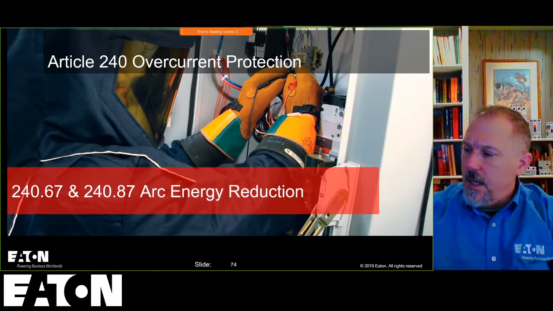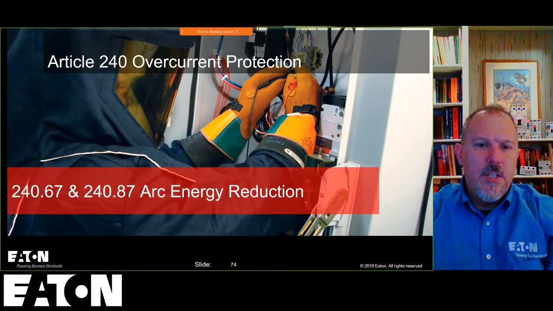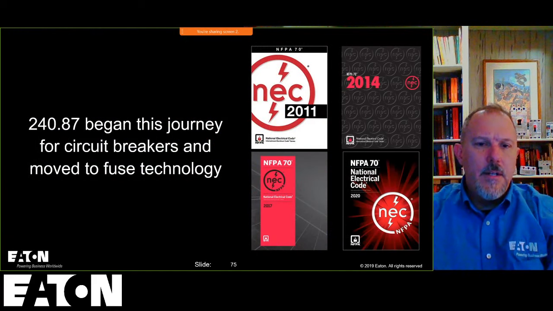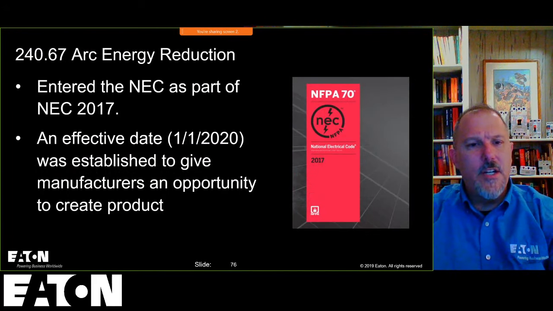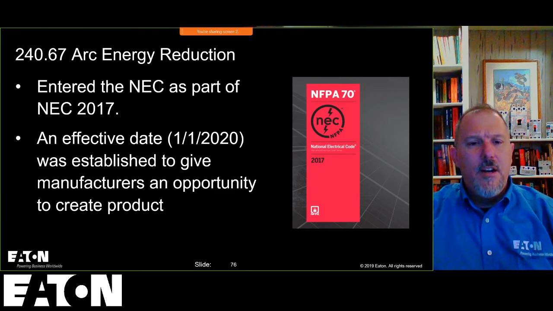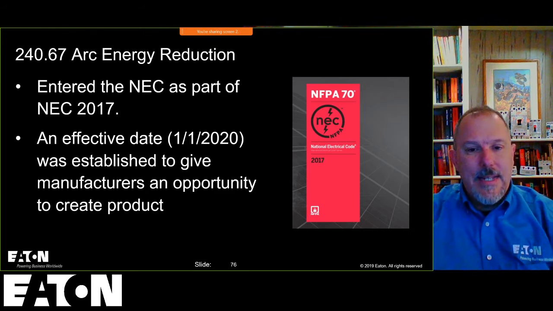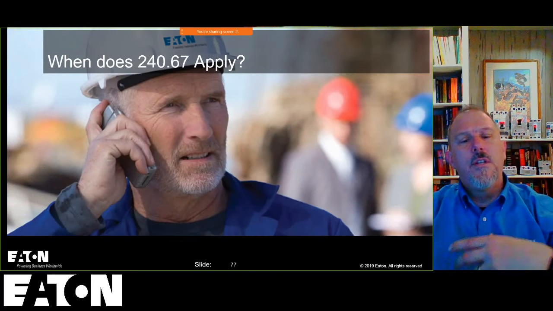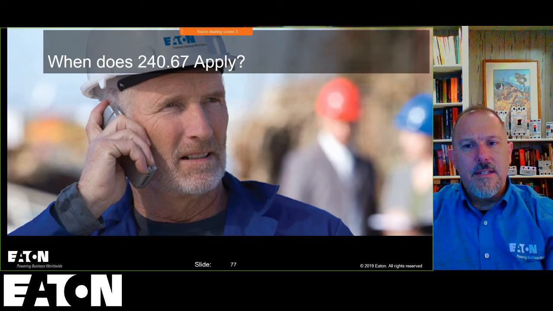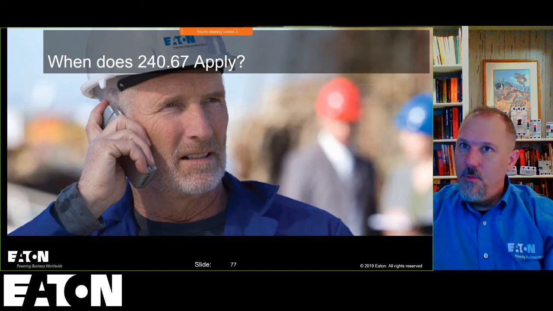Now we'll talk a little bit about 240.87. Again, 240.87 has been around since the 2011 code. It started on breakers without an instantaneous, and then they moved over to fuses, effective January 1st, 2016, January 1st, 2020. Whew.